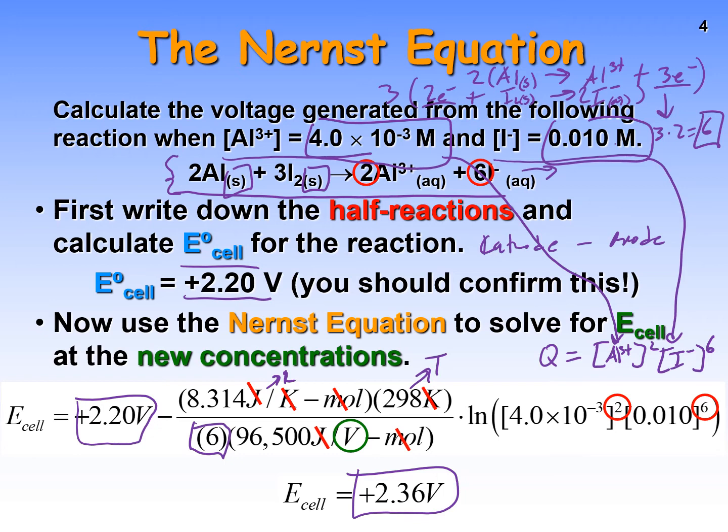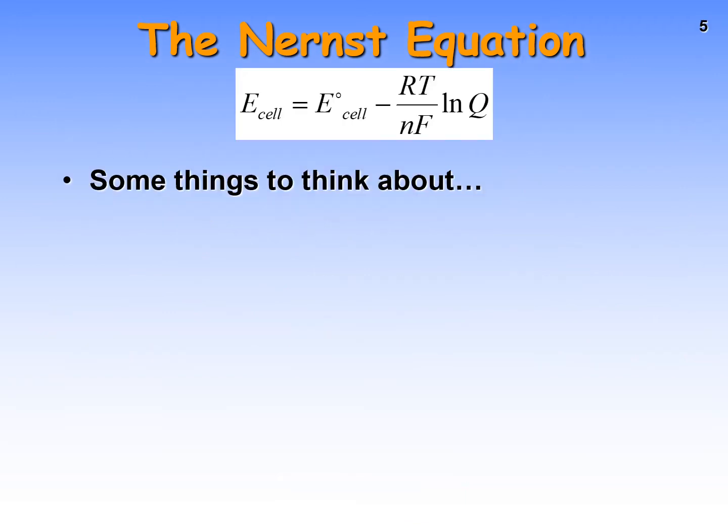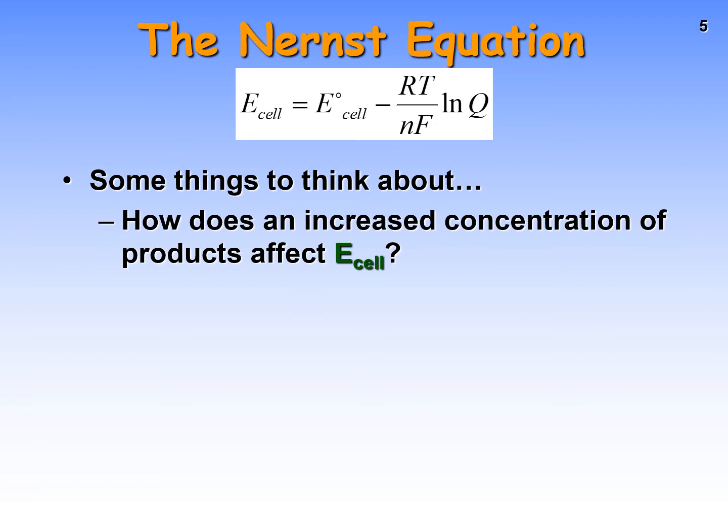All right, so let's continue on. So let's talk about this a little bit. All right, how does increased concentration of products affect E cell? Well, let's look at Q here, right? Q we know is equal to products over reactants. So if I increase the products here, Q is also going to increase.